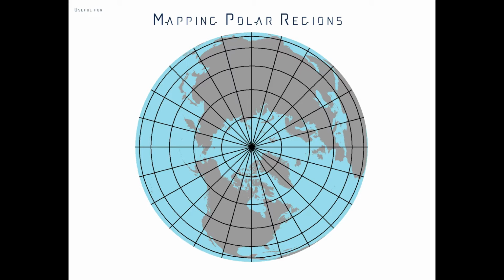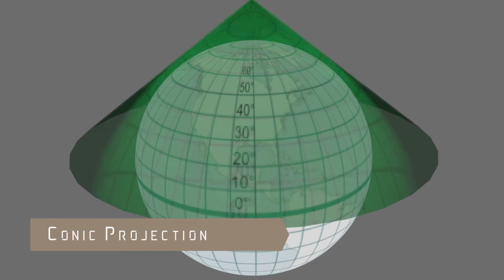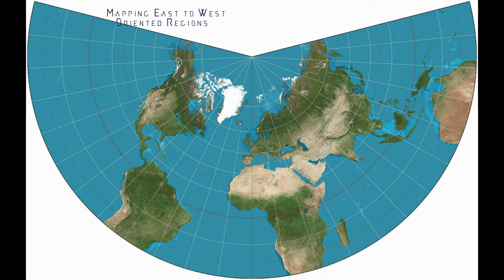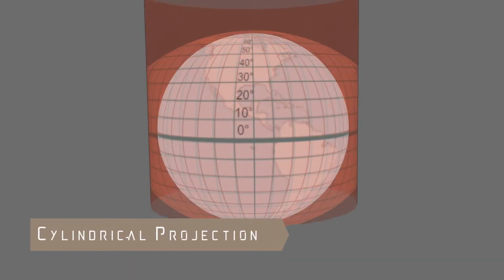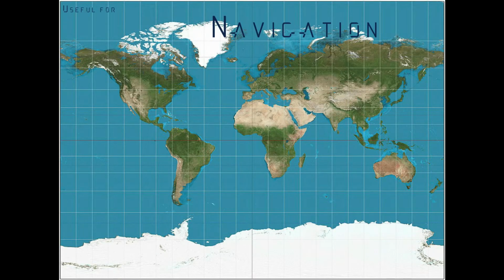Then we take a cone and place that over our globe, turn on our light, trace the lines, and we get what is called a conic projection. These are useful for making maps of areas that are long east and west, such as states like Tennessee and Kansas. Then we have a cylindrical projection, which is taking a cylinder over our globe, turning on the light, tracing the lines, and we get maps that are useful for making navigation maps or mapping areas that are tall north and south.